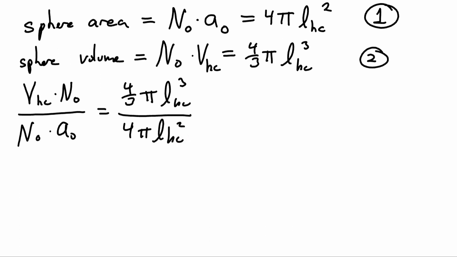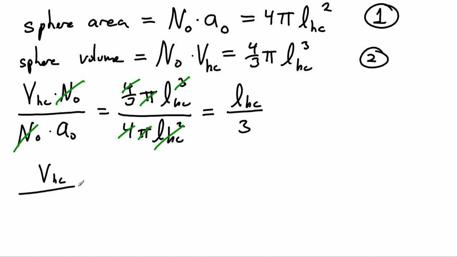Now we can start canceling things. We can cancel N naught. We can cancel pi. We can cancel 4. And we can cancel all but one factor of length of hydrocarbon. So if we look at what we have on the right-hand side, we now have the length of the hydrocarbon. We can move this 3 to the bottom over here. And if we simply divide both sides by the length of hydrocarbon, what do we have? We have the volume of hydrocarbon over the length of hydrocarbon times A naught, and on the right-hand side, we have 1/3.